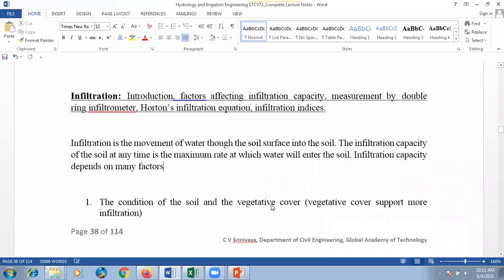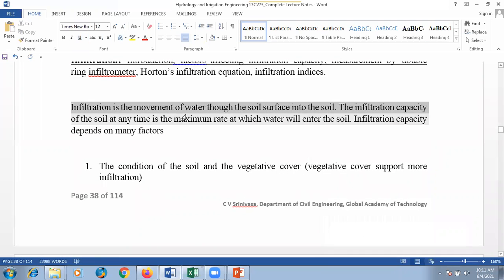So here, straight away, infiltration is the movement of water through the soil surface into the soil. It gets into the soil. The infiltration capacity of the soil at any time is the maximum rate at which water will enter the soil, and infiltration capacity depends on many factors. This is how it is defined.